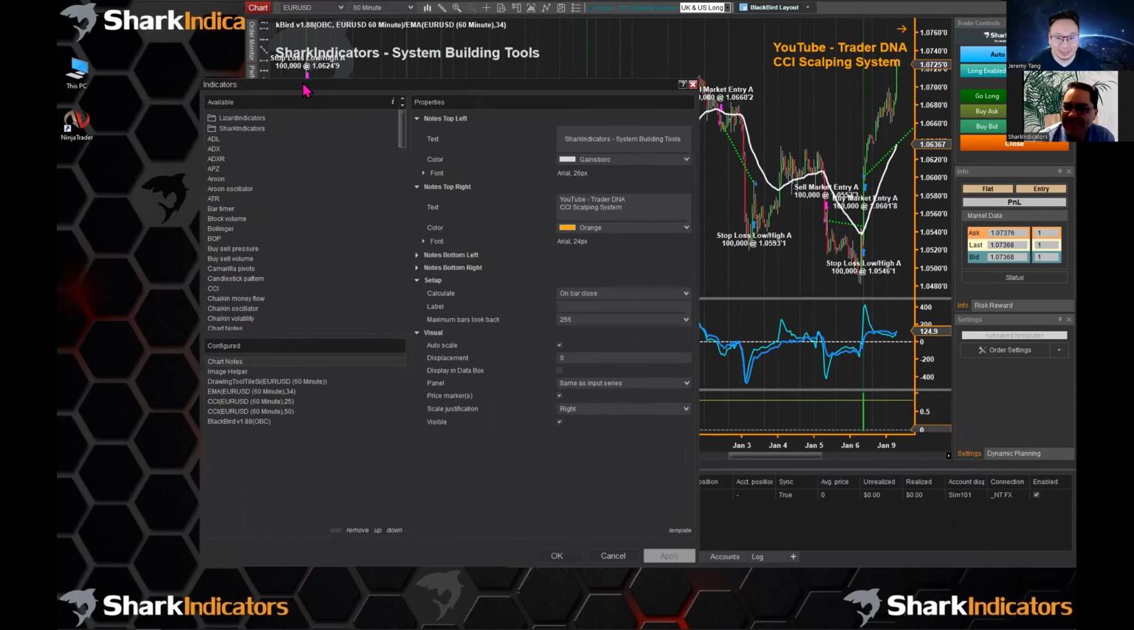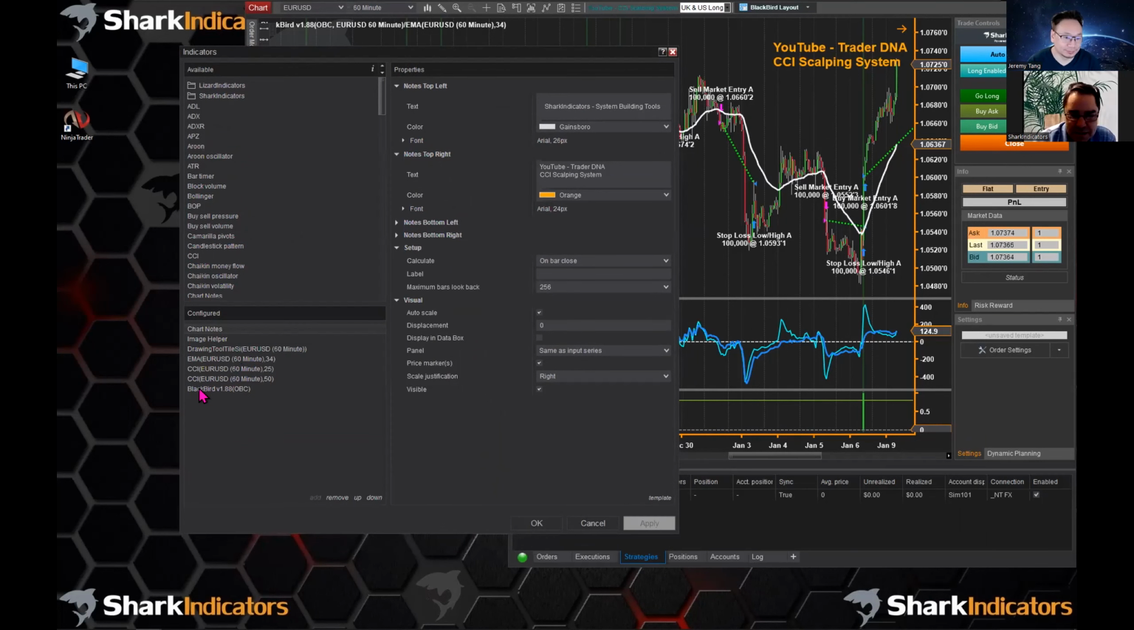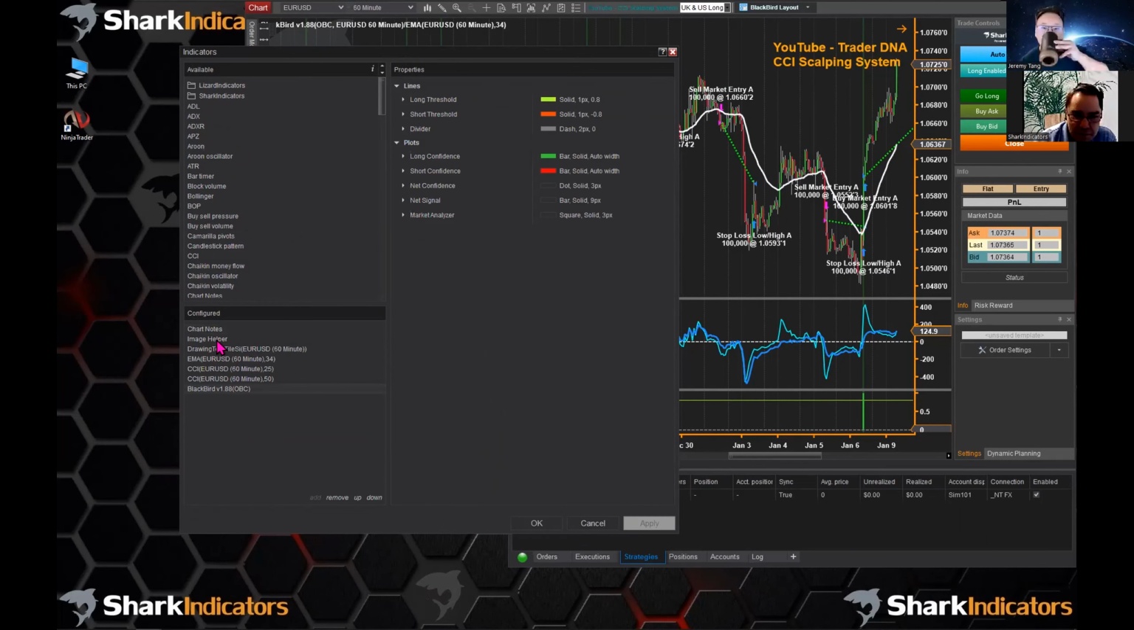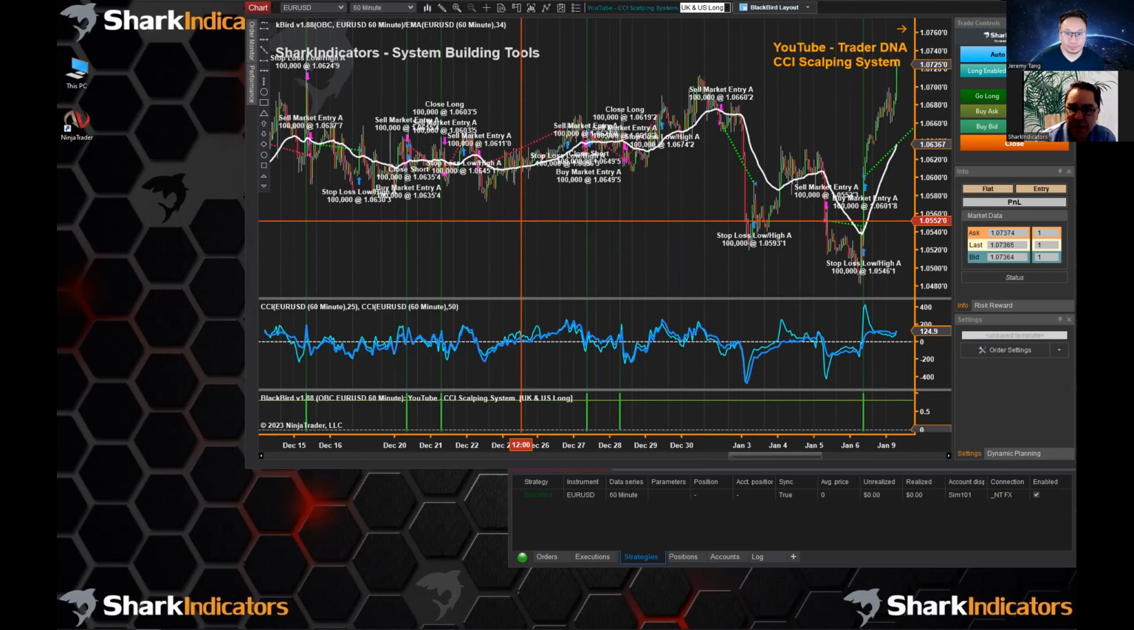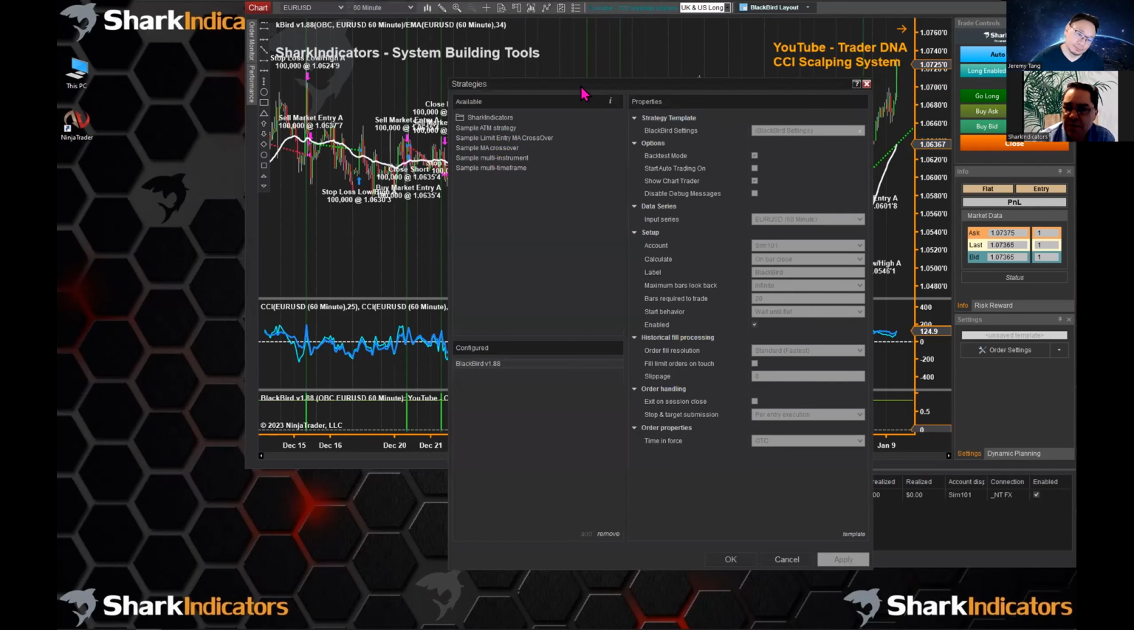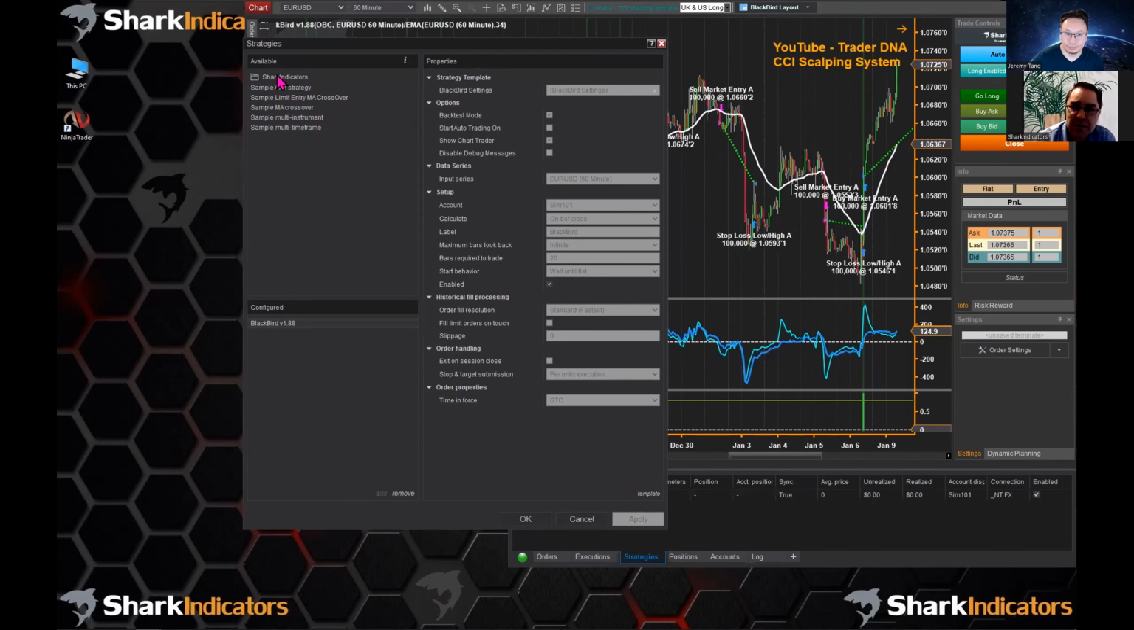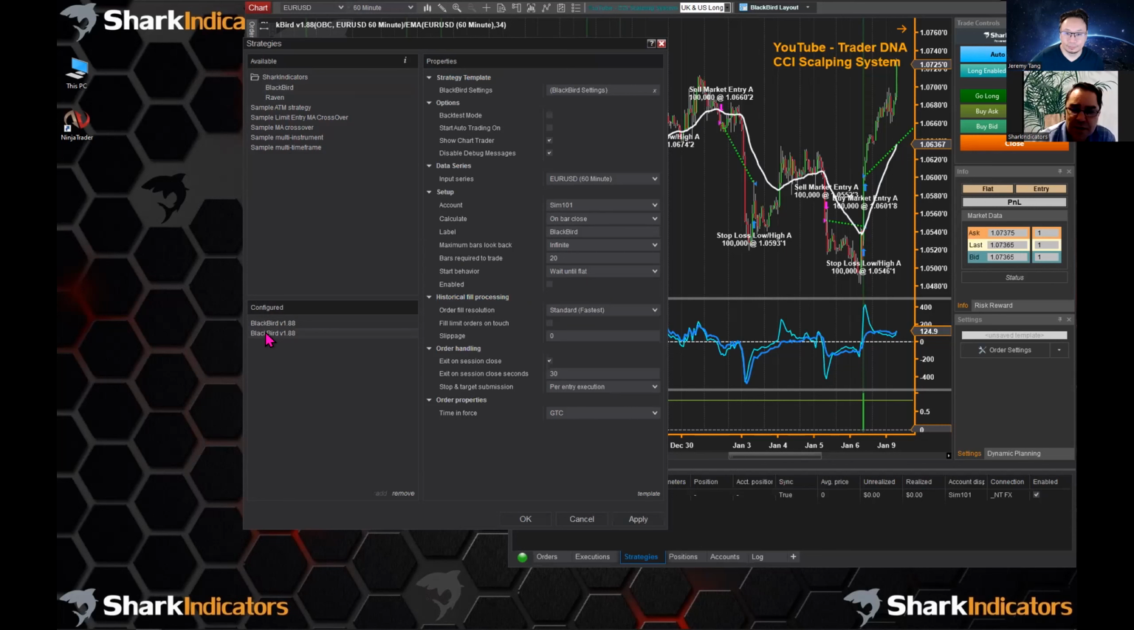Yep. Let's pull up Bloodhound. The answer is that yes, Bloodhound is an indicator, so you can switch the calculate mode for Bloodhound, and the same for Blackbird. Let me go into the strategy. I'll just add a new one here so we can see the properties. Both Bloodhound and Blackbird obey the NinjaTrader calculate setting there. It will change the operation of both Bloodhound and Blackbird, as you would expect.